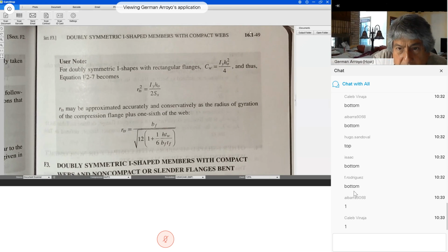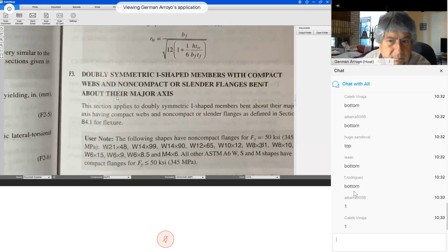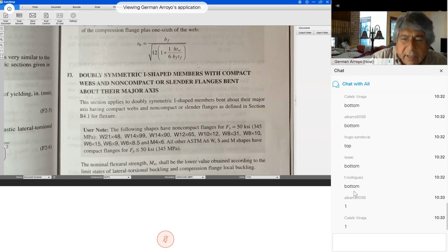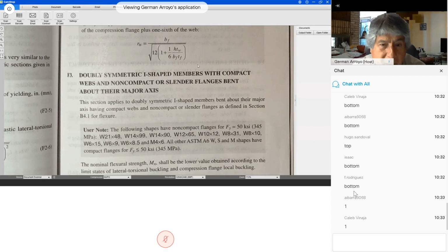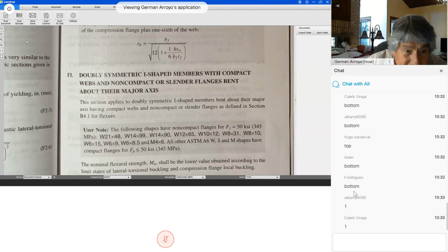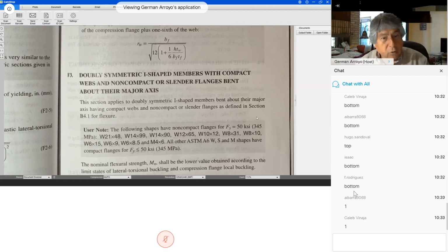Go to this page, 16.1-49, and F3. Remember that in the code, they had already taken care of the web up to F sub y equal to 70, because everything in the code goes from 35 to 70. But there are certain conditions and situations where we have non-compact or slender flanges. So the flange can be non-compact, or it could be slender.